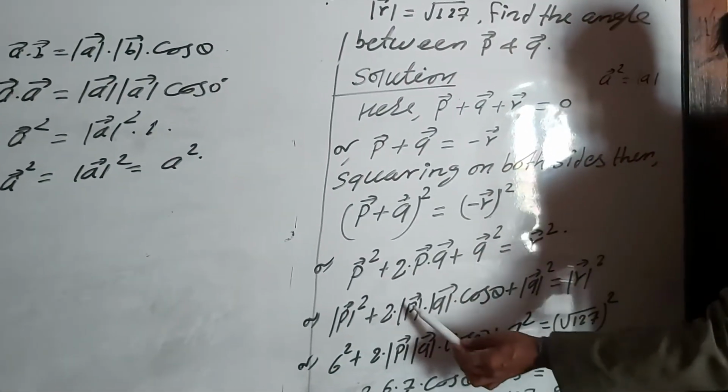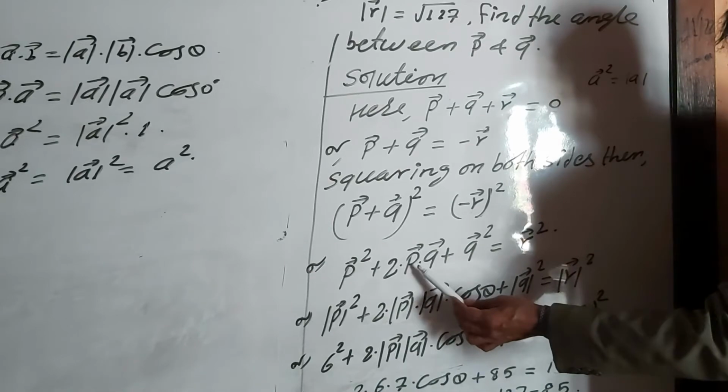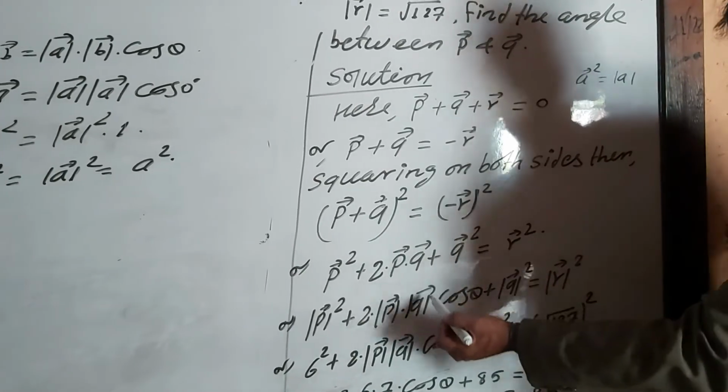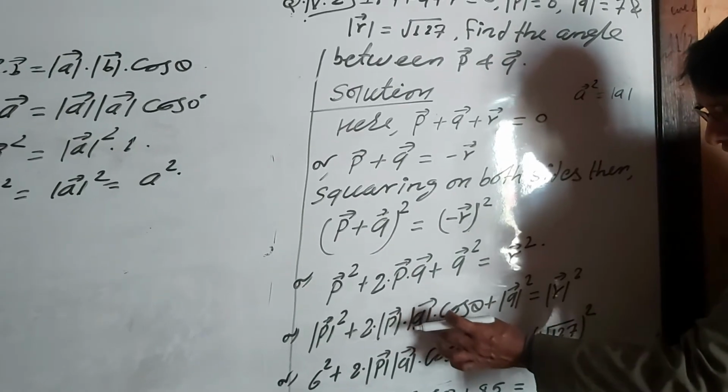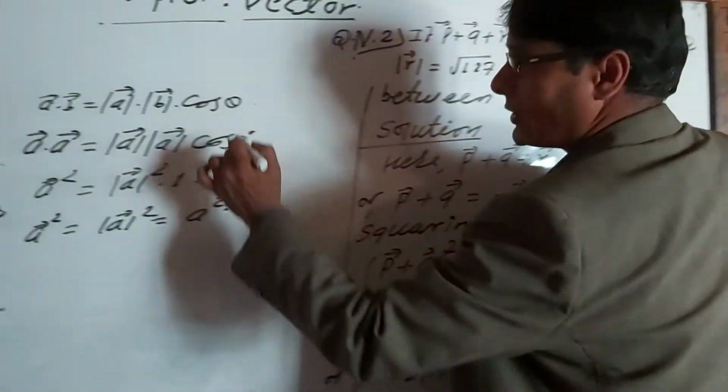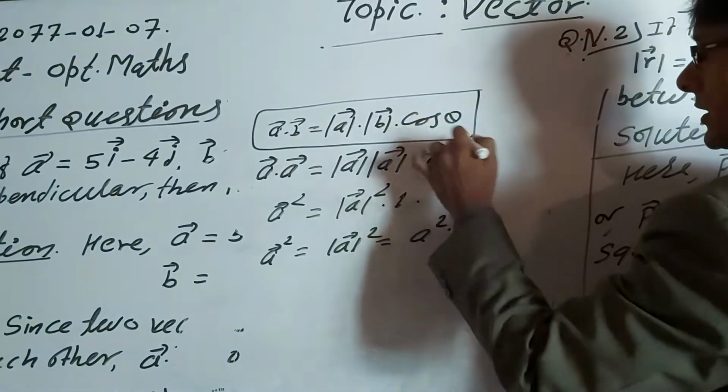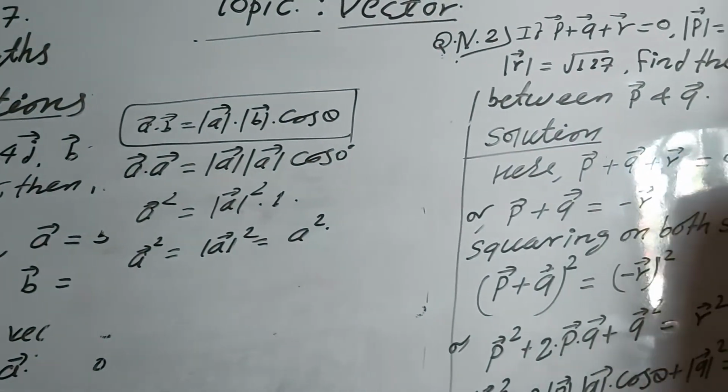Then plus 2 into vector p into vector q, p dot q is equal to magnitude of p into magnitude of q into cos theta. It is the formula. Look here please. a dot b is equal to magnitude of a into magnitude of b into cos theta.